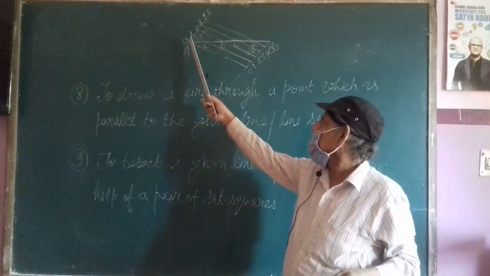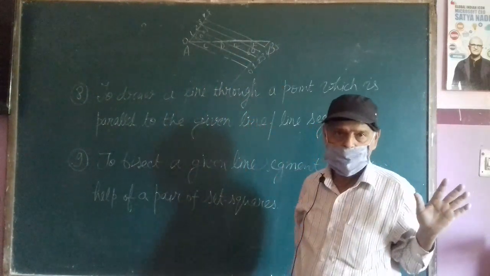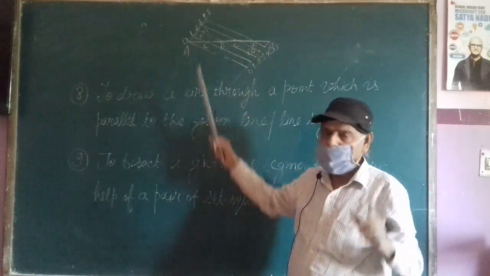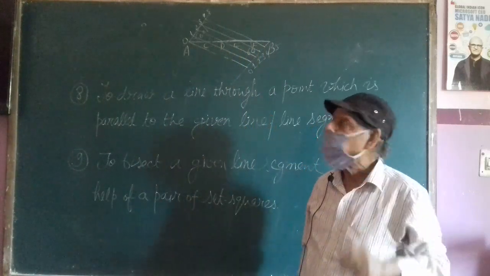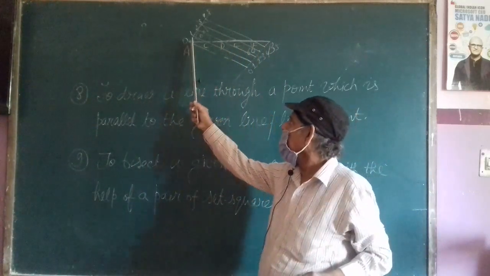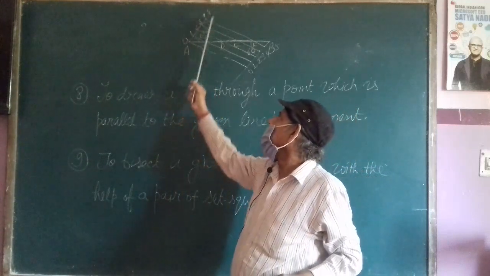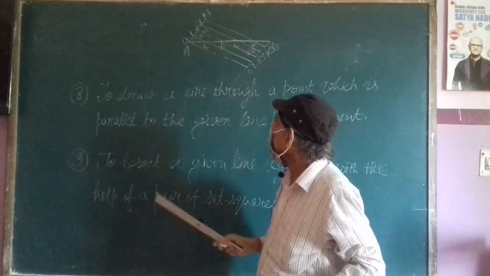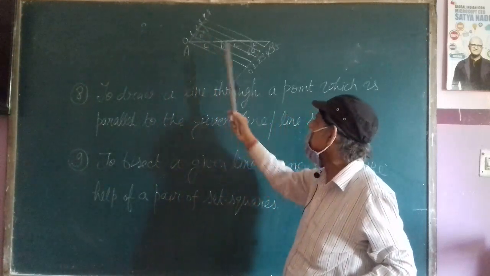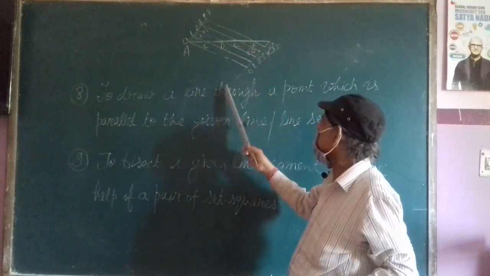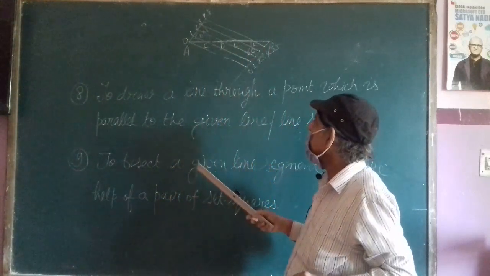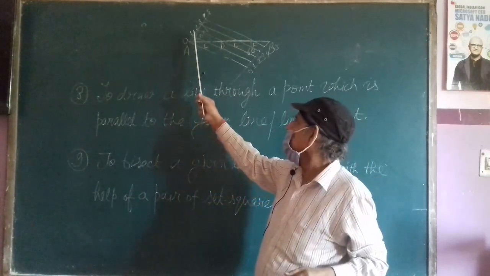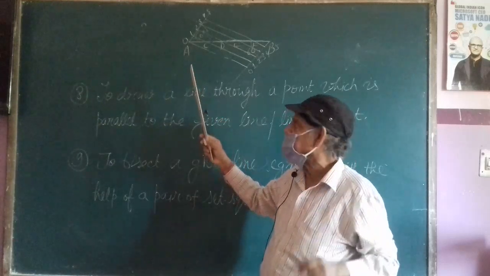Suppose you are given this line segment AB. It has a definite length, and you have to divide it into 5 equal parts. What will you do? First make an acute angle at A. This arm is going upwards. Then the same angle, say 60 degrees, you will make in the downward direction. Then you mark your compass and cut equal spaces.